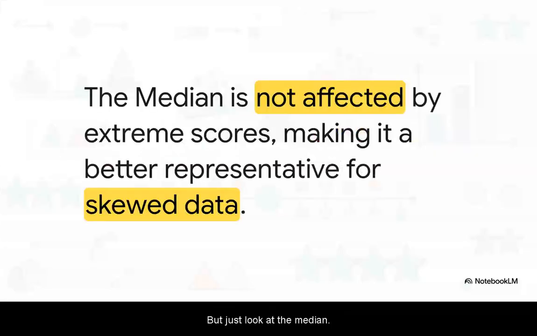But just look at the median. It's not even flinching. Because it only cares about that middle position, it's not affected by those crazy outliers. It holds its ground right where the bulk of the scores actually are. This is why for things like income or house prices, where you have some really high values, the median almost always gives you a much more realistic, typical picture than the mean does.